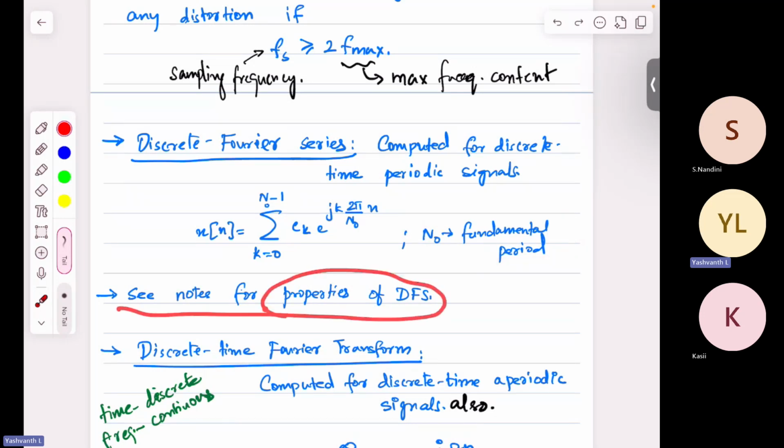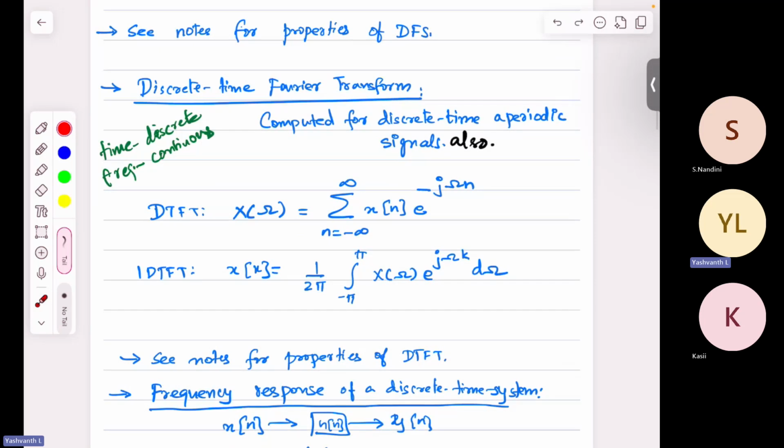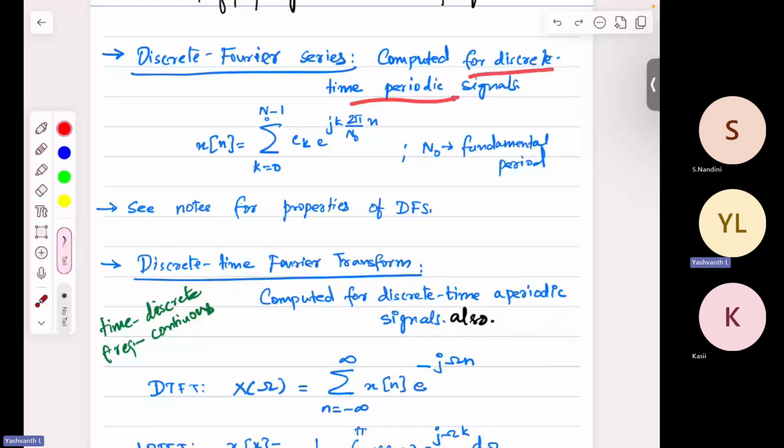And you can see notes for the properties of discrete Fourier series. Then we studied what is called the discrete time Fourier transform, which is also like the Fourier transform, but now for a discrete time signal. Unlike the discrete Fourier series, which was only for a discrete time periodic signal, a discrete time Fourier transform can be applied even for a discrete time aperiodic signal.